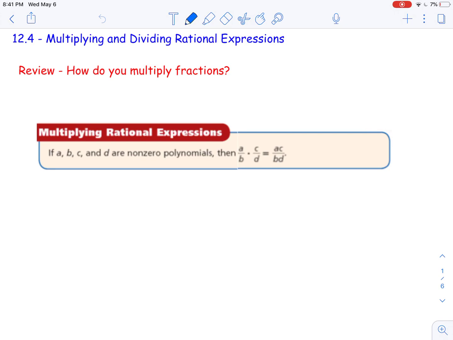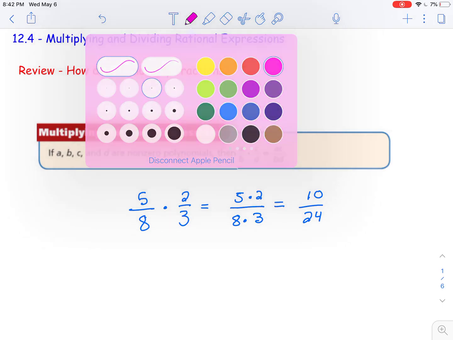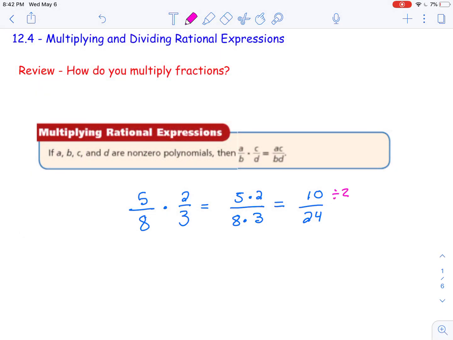So let's say I give you 5/8 and I multiply that by 2/3. Really all I'm doing is taking and multiplying 5 times 2 over 8 times 3. So I end up getting 10/24. I can then reduce that, divide top and bottom by 2, and I end up with an answer of 5/12.